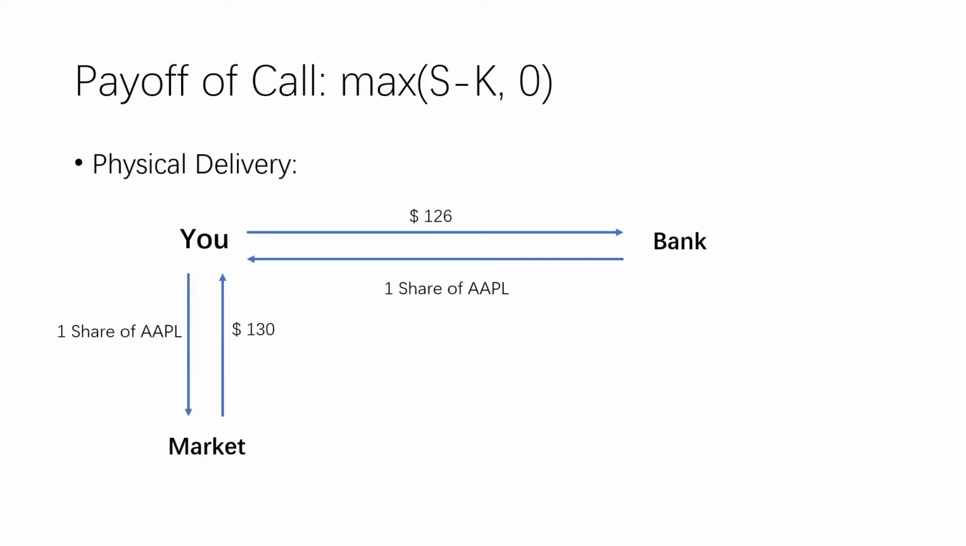So some people might ask this question. How about your counterparty, the bank? In this case, you made money by exercising the option. But how about the bank? Is the bank losing money? It seems like the bank is losing money, but actually, in reality, the bank is not losing money.